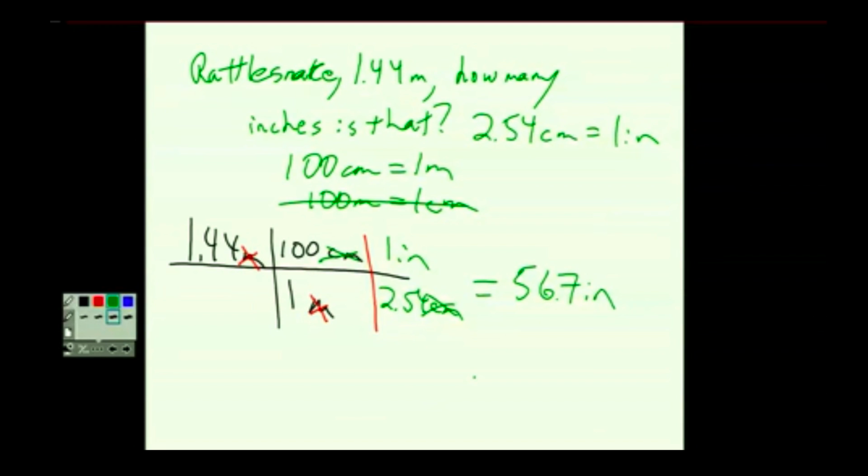Is that a lot of inches? How tall is that? How long is that? Almost as tall. It's almost 5 feet. Yeah. If we want to convert it to feet, what would we do? 12 inches is 1 foot. So you divide that by 12. 4 3/4 feet.